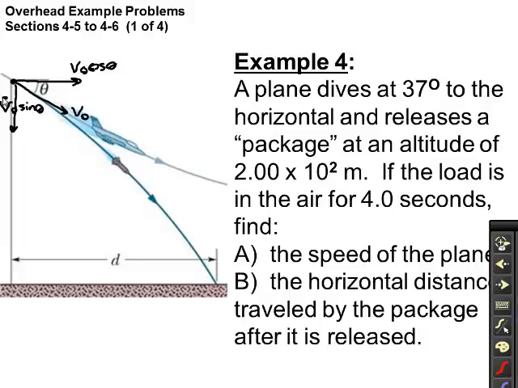We'd like to know how fast it was moving. What's V naught at release point?